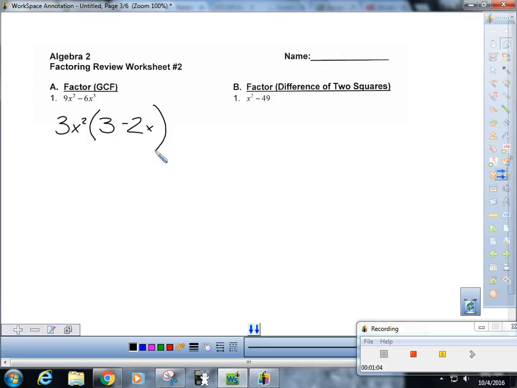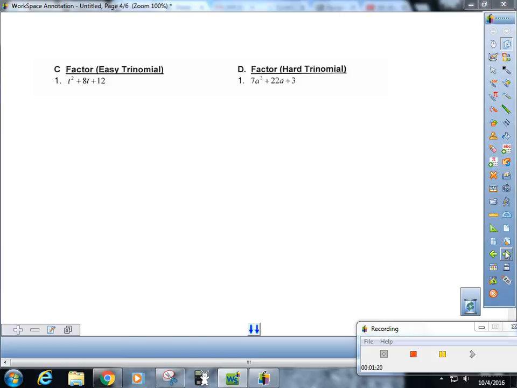This is a difference of squares. Square root of x squared is x plus, x minus the square root of 49 is 7. That's the method you use for those. Okay? Alright, so this is what the video is all about. That's what's new. It's tough, okay?